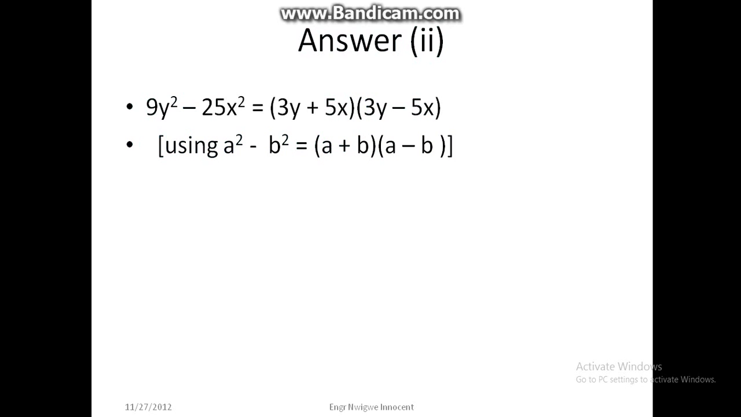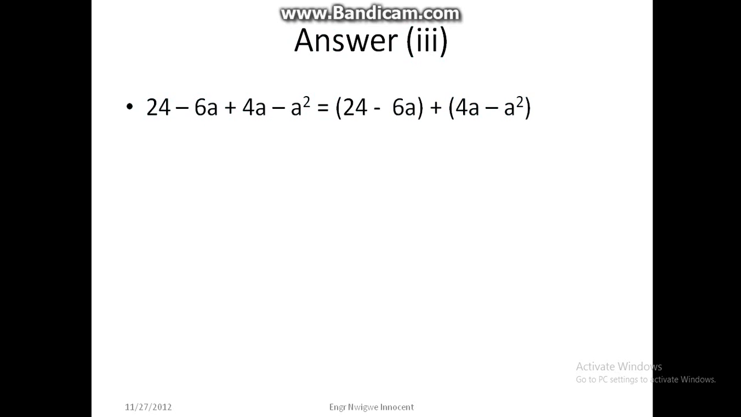Answer II. We have to factorize 9y squared minus 25x squared, which will give us in bracket 3y plus 5x, close bracket, open bracket again, 3y minus 5x, close bracket. This is done by using a squared minus b squared is equal to, in bracket, a plus b, in bracket, a minus b.